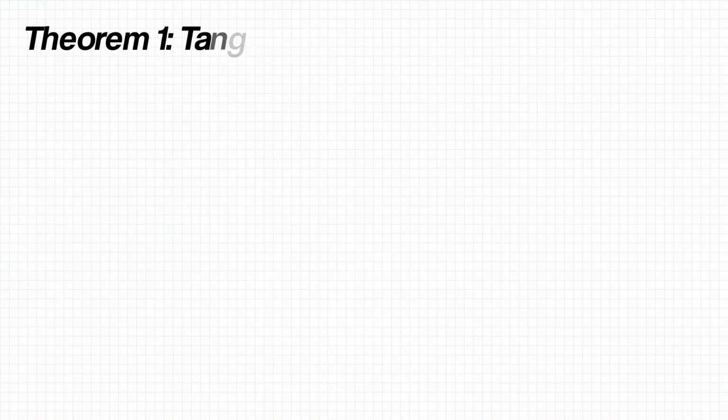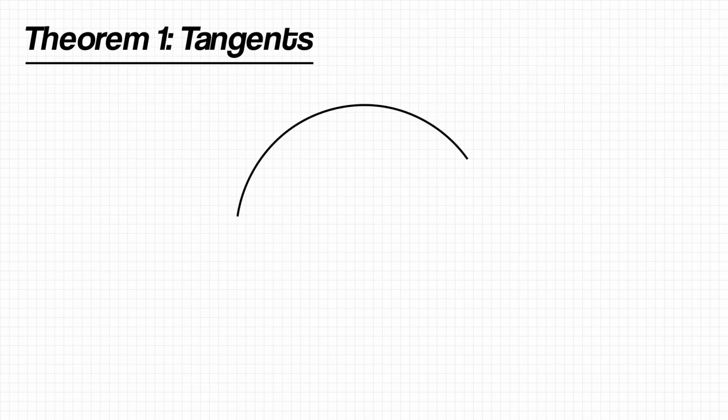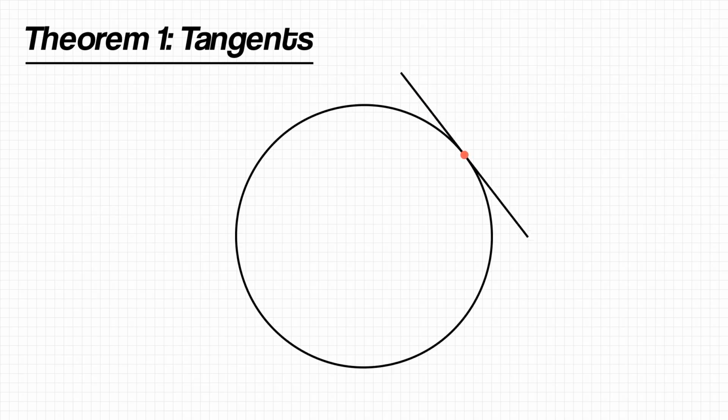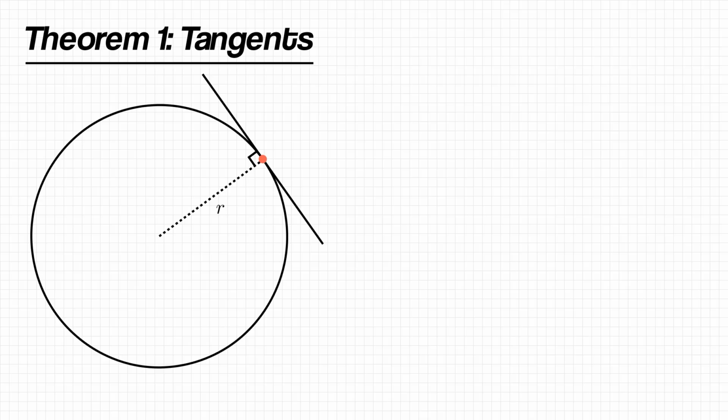Let's look at our first circle theorem, which involves tangents. A tangent is a straight line that just touches a point on a curve but does not intersect at that point. If we draw a radius to a point where the tangent touches the curve, the radius will always be perpendicular to the tangent. Let's consider how this might be useful in a problem.